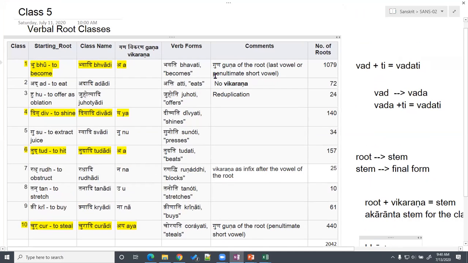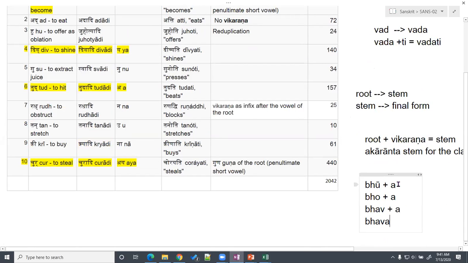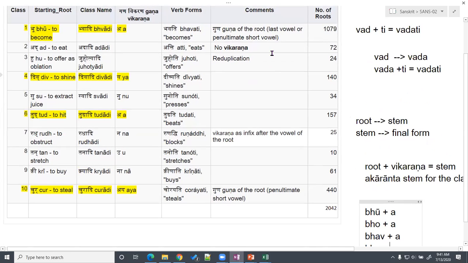So that's how the first class works. Fourth class, it adds ya. So div, you will think it should become divya. There is no guna here, so there is no additional rule. And remember, this bhu plus a guna is only for the last vowel or penultimate short vowel.